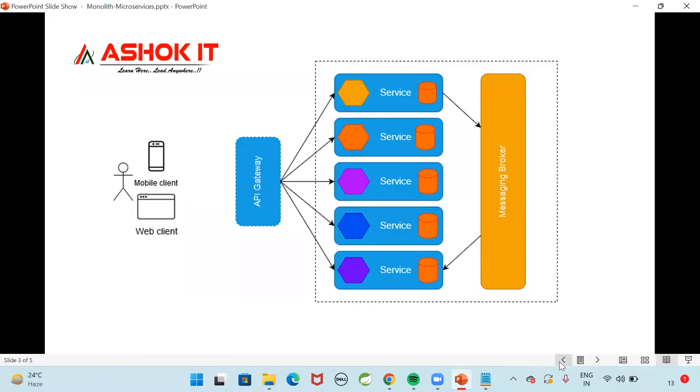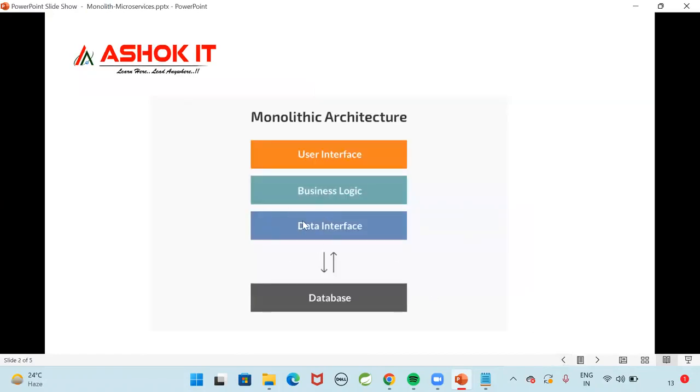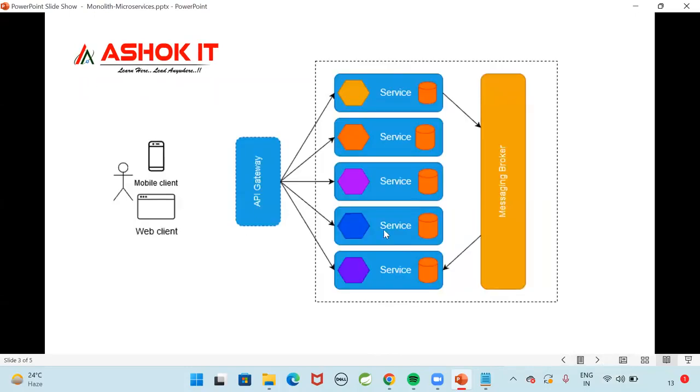We don't keep everything in one project. Here in the monolith, everything will be available in one project. But when it comes to microservices, application functionality will be developed as multiple APIs. So what are the services here? These services are RESTful services. These services are REST APIs.